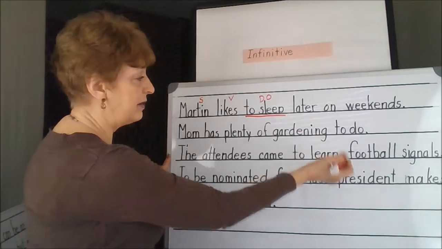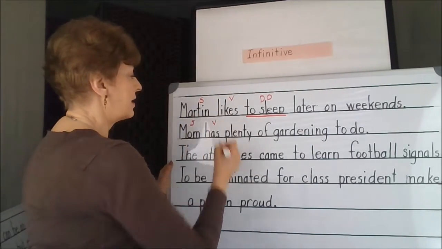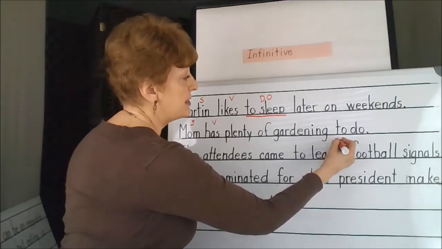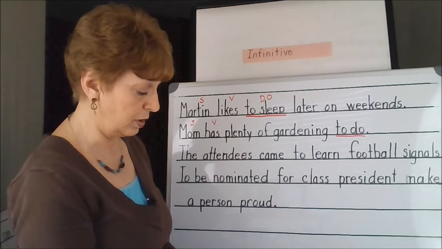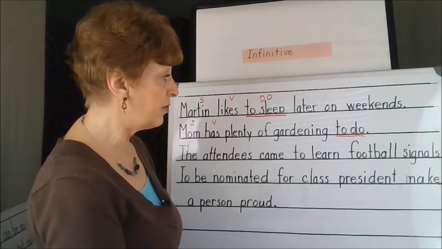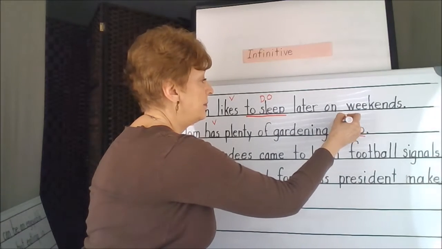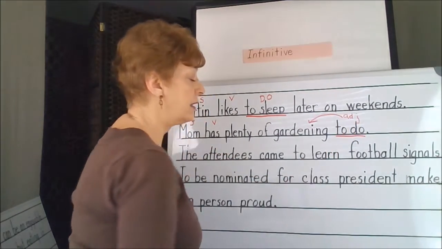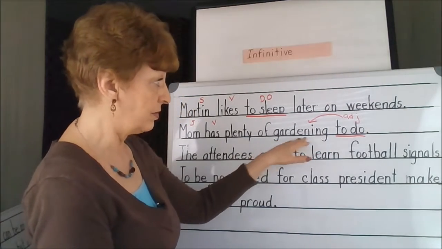Mom has plenty of gardening to do. Here's mom has, our subject and verb. Plenty of gardening to do. I see the to here, and do is definitely an action word. You can do something. So this is an infinitive form of the verb that's functioning as an adjective because it's modifying or telling us something about the gardening. That's what she has to do, the gardening.